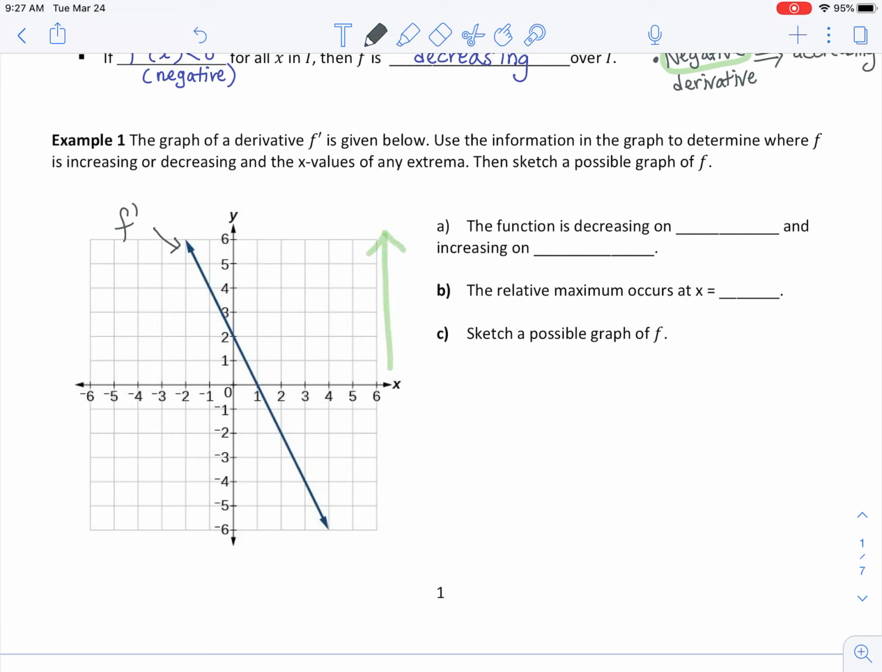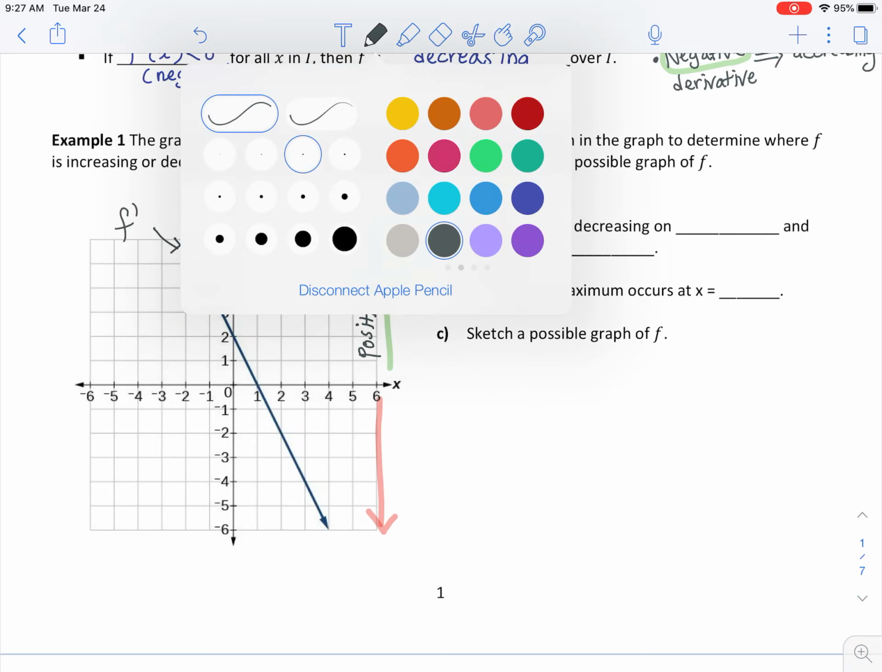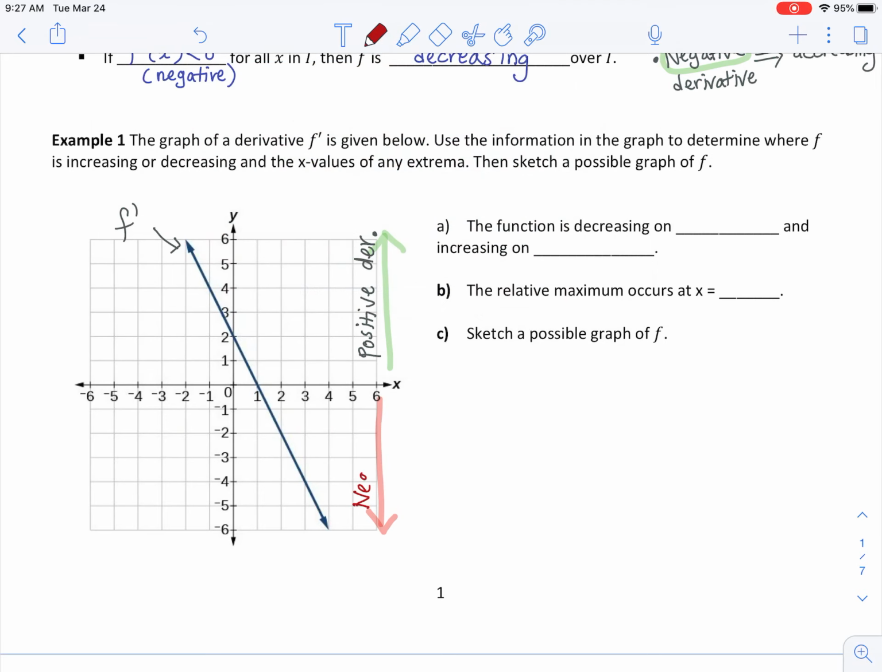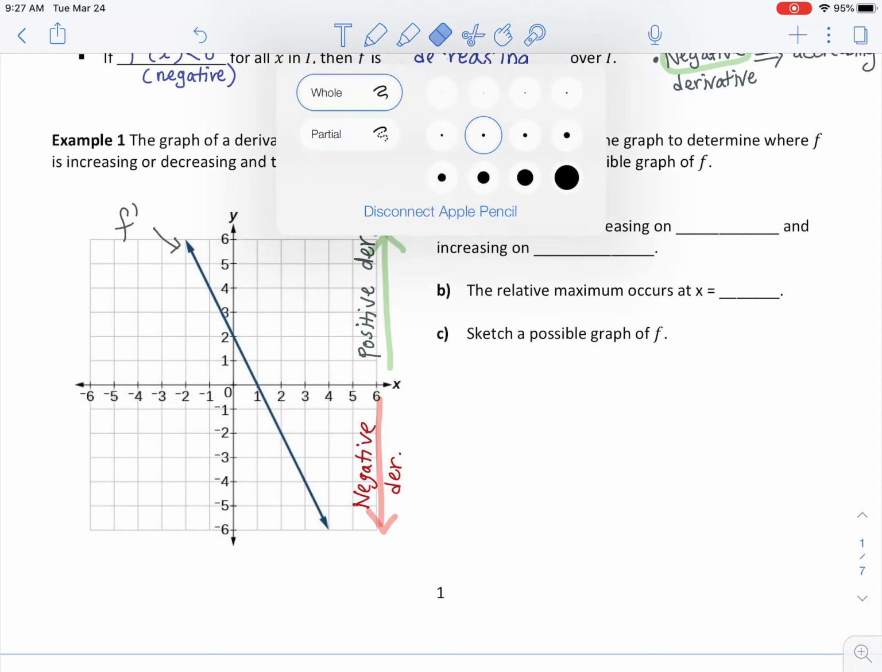So above the x-axis, these are gonna be positive derivative, right? And below the x-axis, smaller than 0, these are gonna be negative derivative. Okay, so where is the derivative positive?